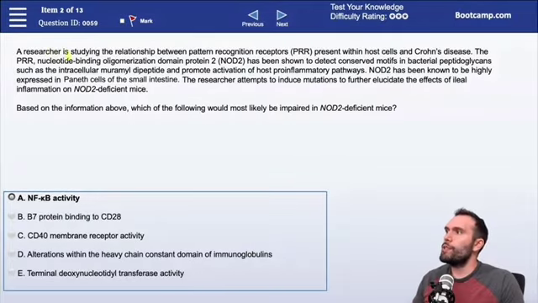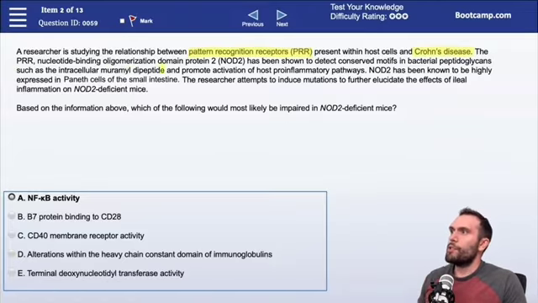All right, so we have a researcher that's studying the relationship between pattern recognition receptors present within host cells and Crohn's disease. The pattern recognition receptor nucleotide binding oligomerization domain protein 2, NOD2, has been shown to detect conserved motifs in bacterial peptidoglycans such as intracellular muramyl dipeptide and promote activation of host inflammatory pathways.